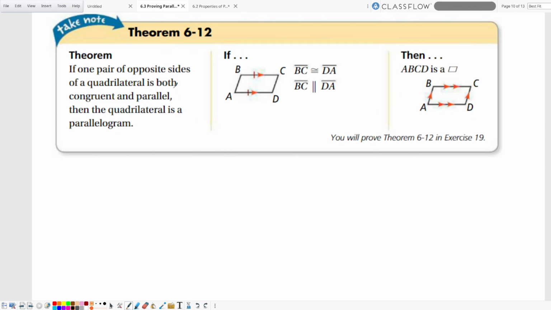And then if one pair of opposite sides of a quadrilateral is both congruent and parallel, it would be a parallelogram. The reason that this works is that if you're parallel, then you are the same distance from each other as from the shortest distance, if we think about this. So if this is parallel, then that means that BA and CD have to be congruent, as long as you also have that BC and AD are congruent to each other. So if your segments are both parallel and congruent, then you have a parallelogram.